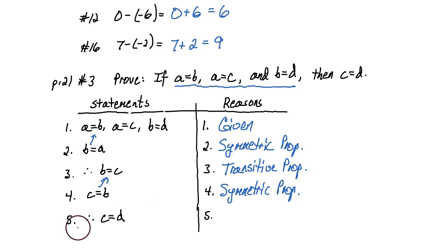Finally, statement 5. Therefore, C equals D. Where does this come from? It has to be built on what was written before. We had that C equals B, and then up above that B equals D. If C equals B and B equals D, then C equals D because of the transitive property.